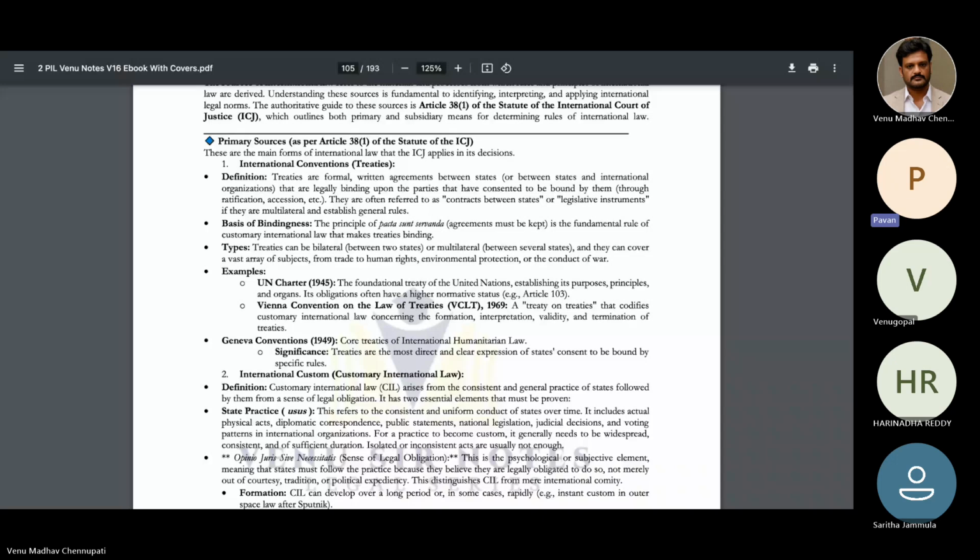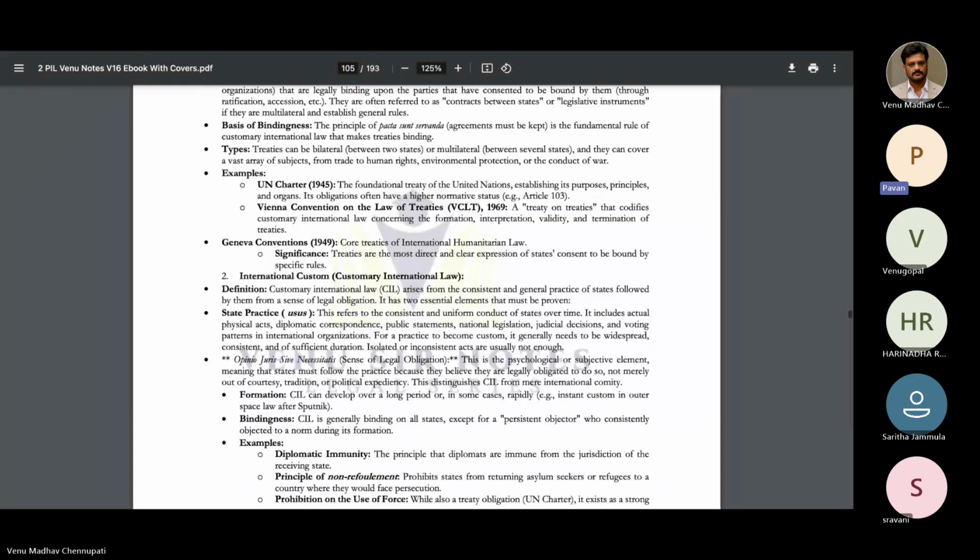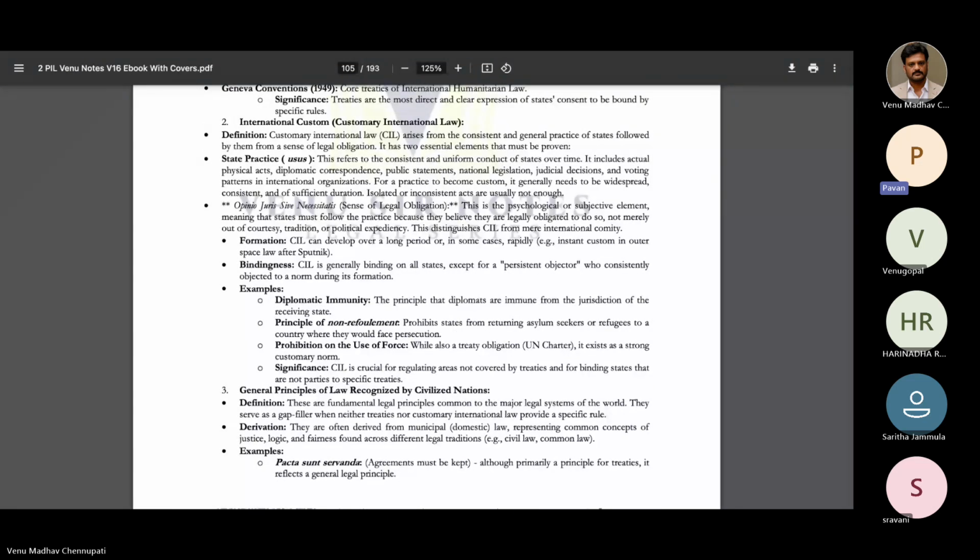This is one. And another is international customs, customary international law. Definition. Customary international law arises from the consistent and general practice of states, followed by them from a sense of legal obligation. It has two essential elements that must be proven. State practice. This refers to the consistent and uniform conduct of states over time. It includes actual physical acts, diplomatic correspondence, public statements, national legislation, judicial decisions, and voting patterns in international organizations.